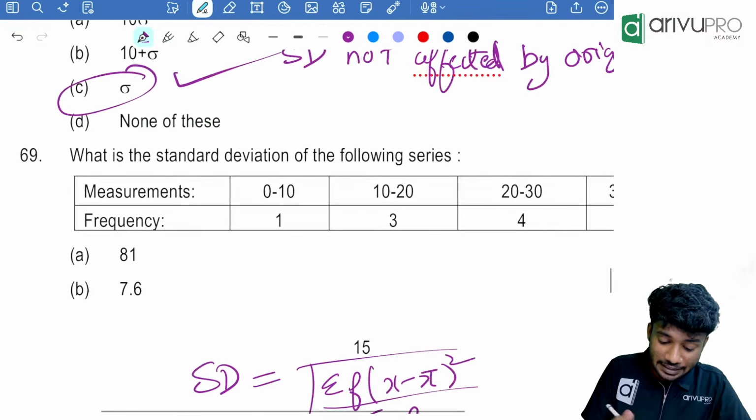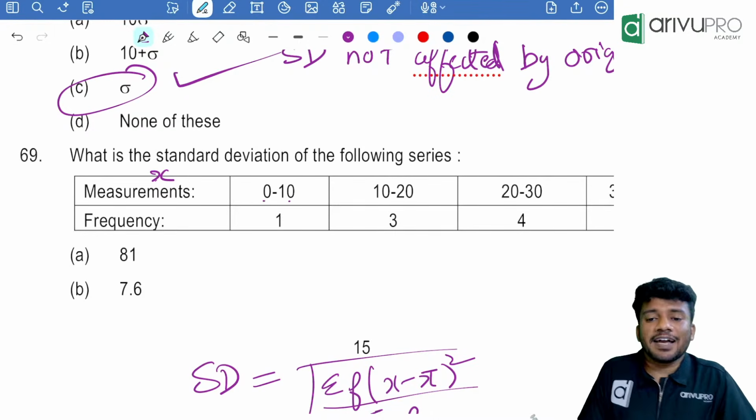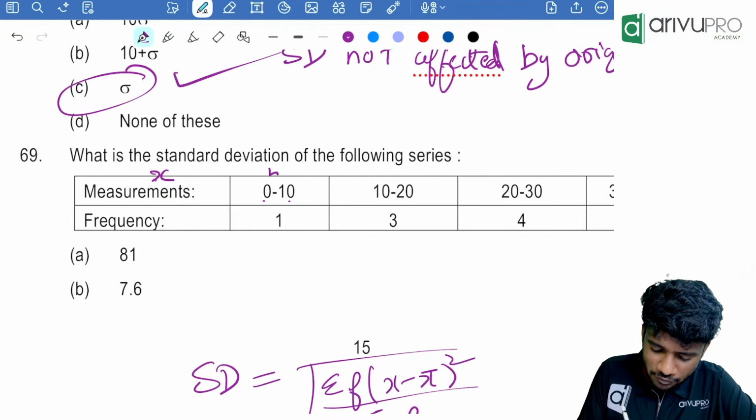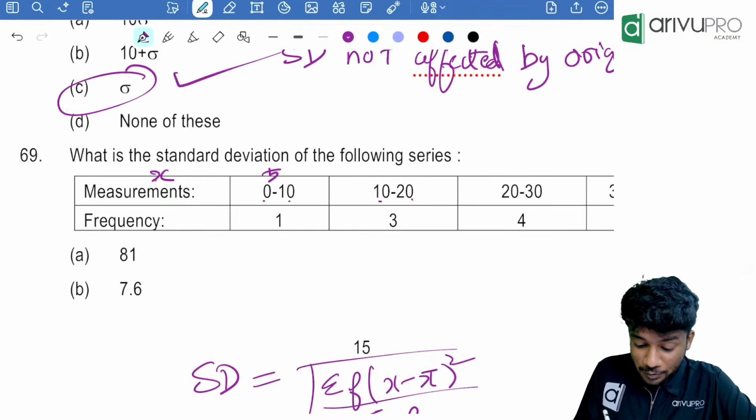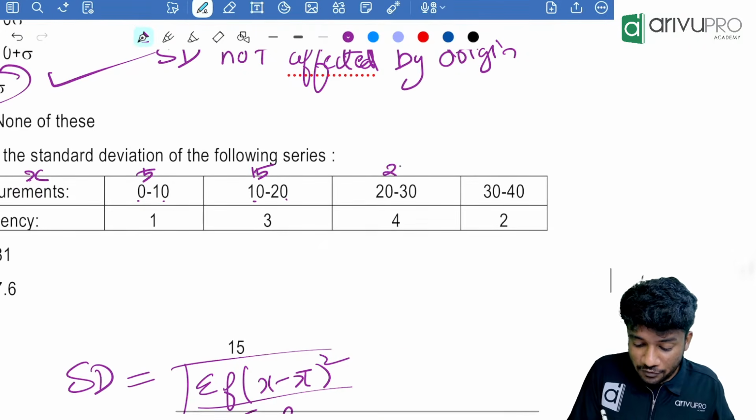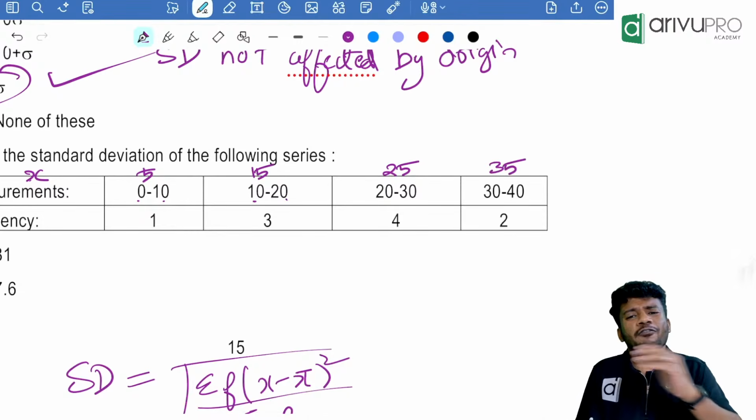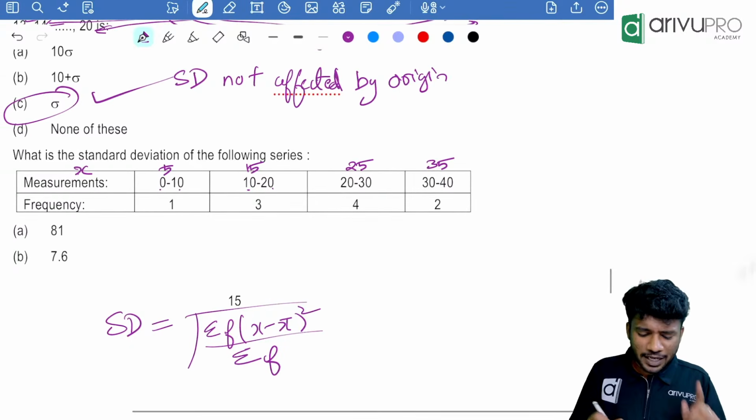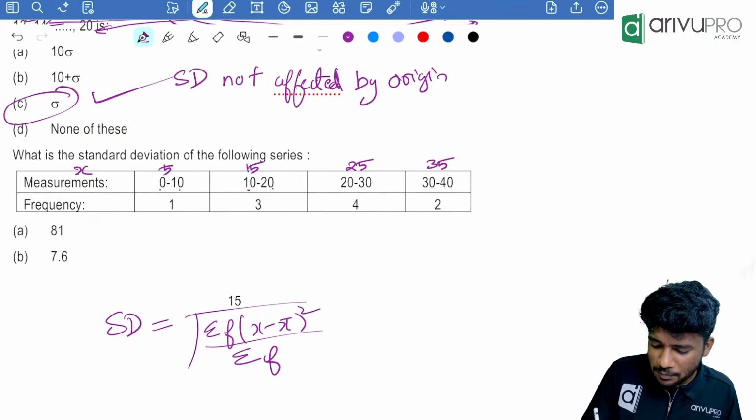First of all, I need the x values, mid values. 0 and 10. What is the mid value? 0 plus 10 divided by 2 is how much? 5. Then 10 plus 20 divided by 2 is 15. Then 25. Then 35. We have all the x values over here. Correct? Everyone have the x values. Once x values are done, first get me the value of sigma f.